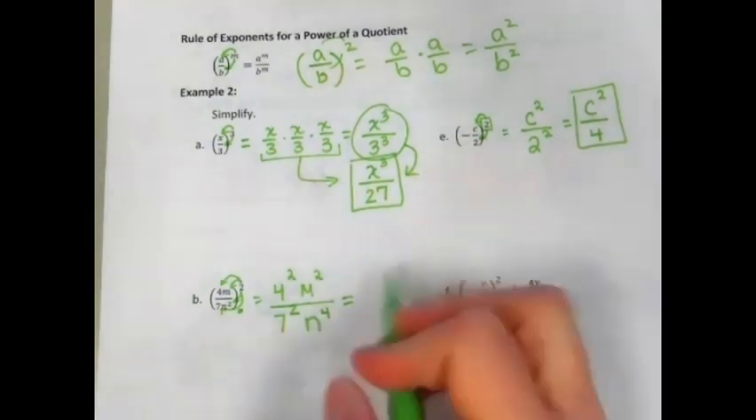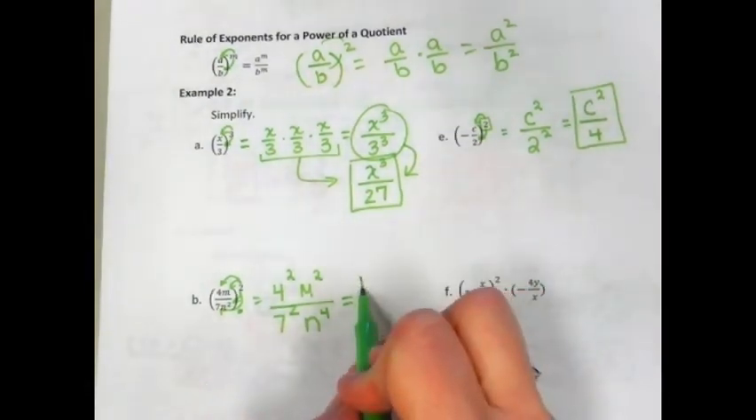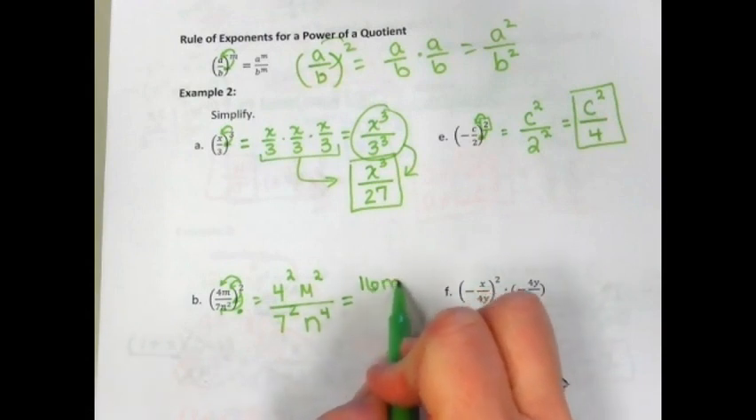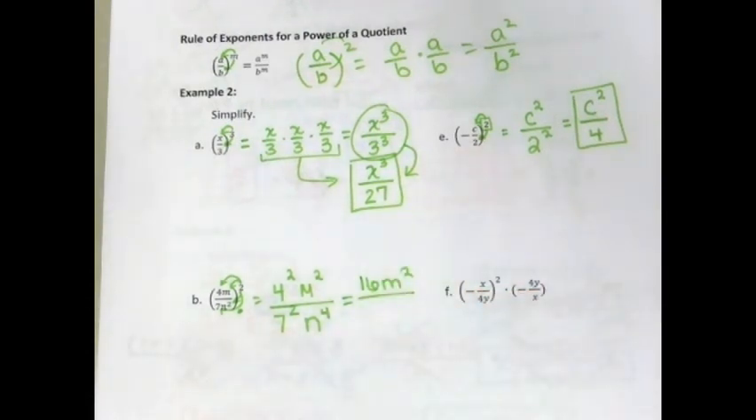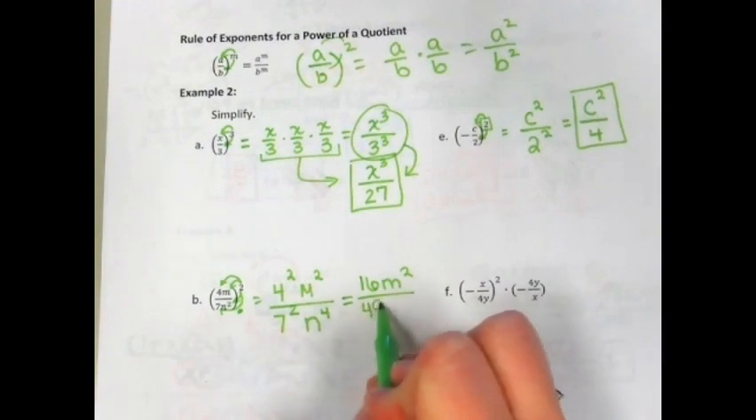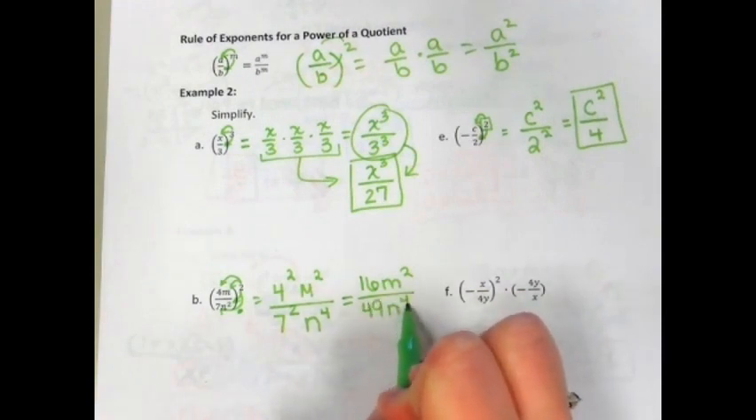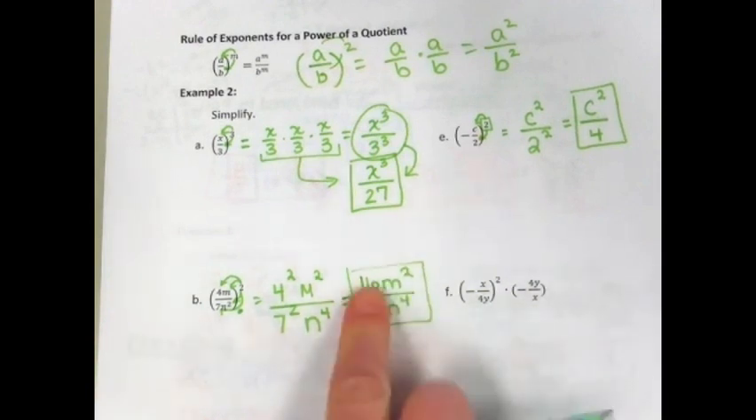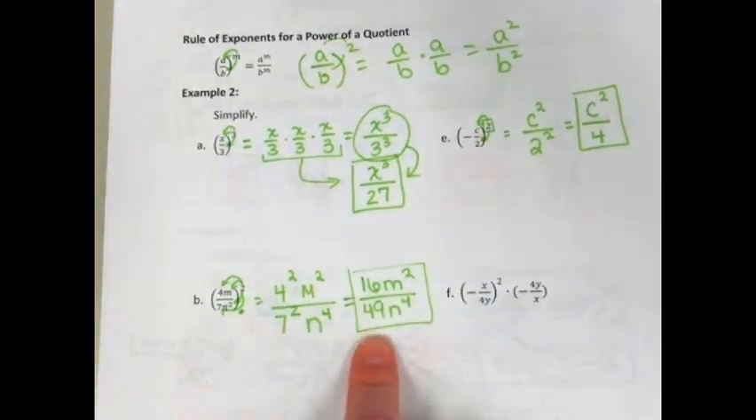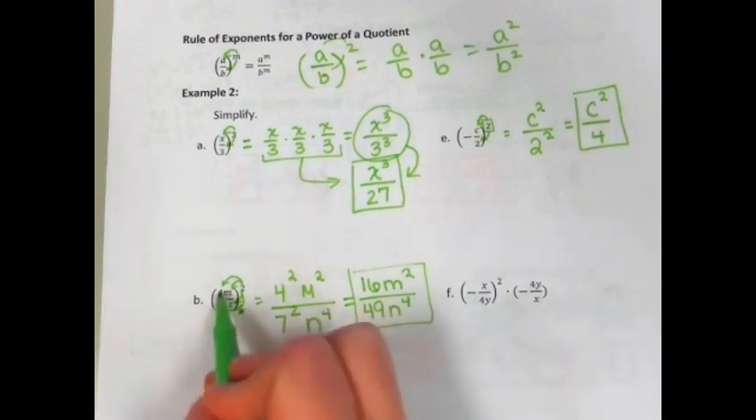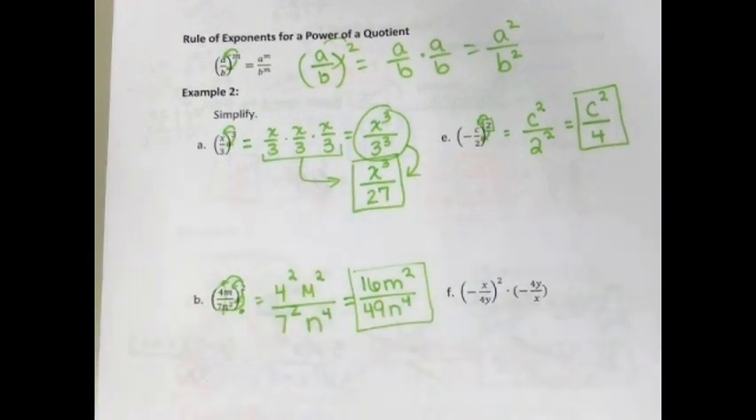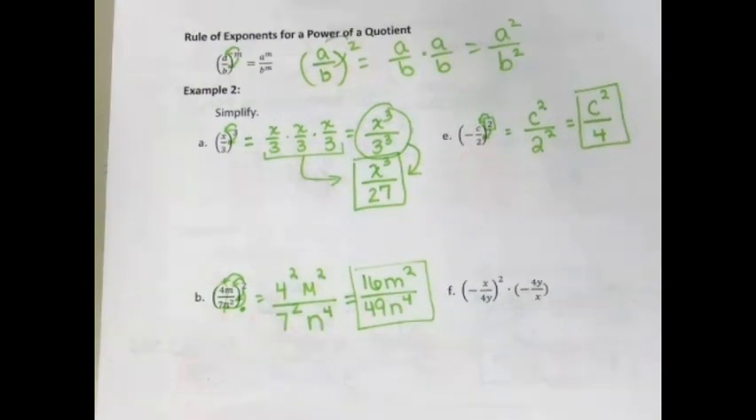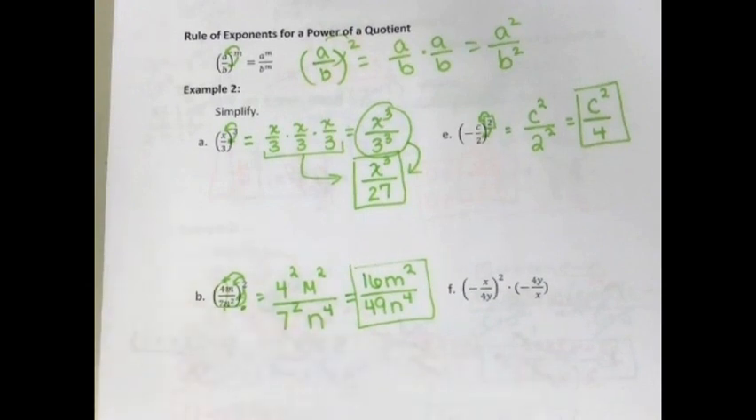All right, so now simplify. What is 4 squared? 16, m to the second. What is 7 squared? 49, n to the 4th. Now, can I simplify 16 over 49? I get that look, I'm not sure yet. Can you simplify 4 over 7? No. If you can't simplify 4 over 7, you won't be able to simplify 16 over 49. The only time you'll be able to simplify is if you multiplied by the same number. Here we're raising it to a power, so you won't ever be able to simplify that, okay?